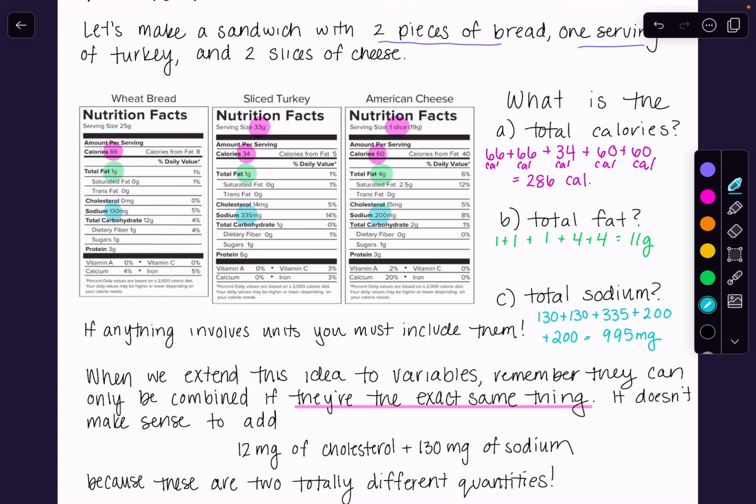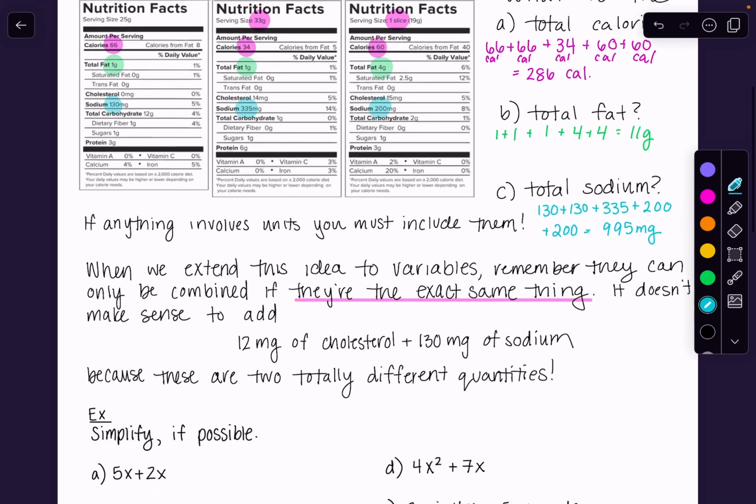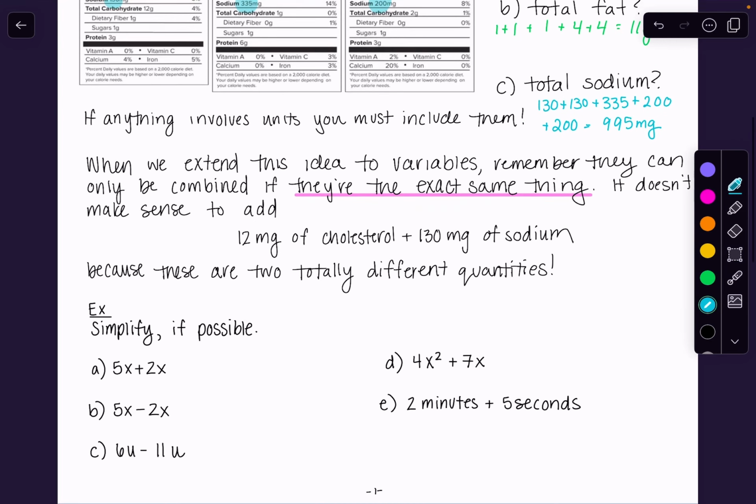If they are the same exact thing, I can go ahead and just add the numbers in front of them together or subtract the numbers in front of them. But if they're different, I cannot do a single thing. So let's look at this example. We want to simplify if possible.